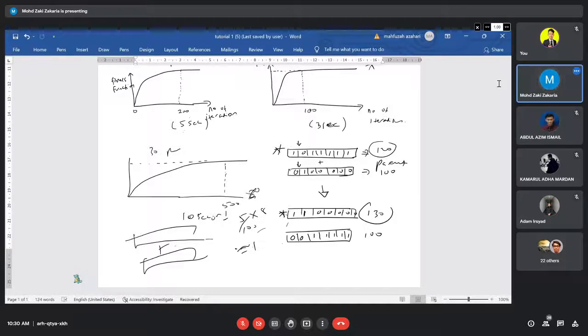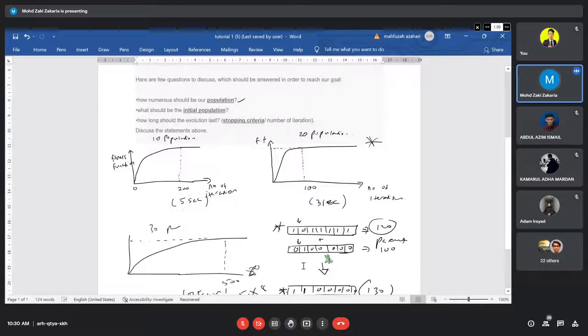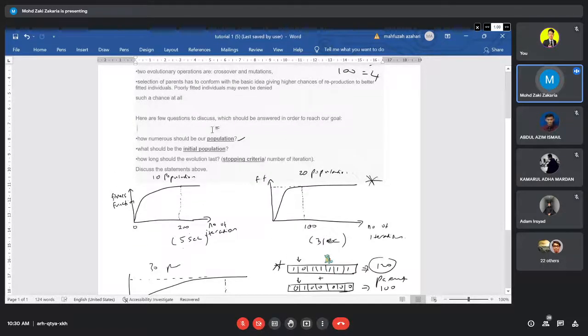So the example: how do we do the process of EA, evolutionary algorithm? So that one is for the population. What should be the initial population? Actually, initial population and population are the same. Not the same, lah. Initial population, okay. For the initial population, we select by random. Then we set, for example, 10 population.